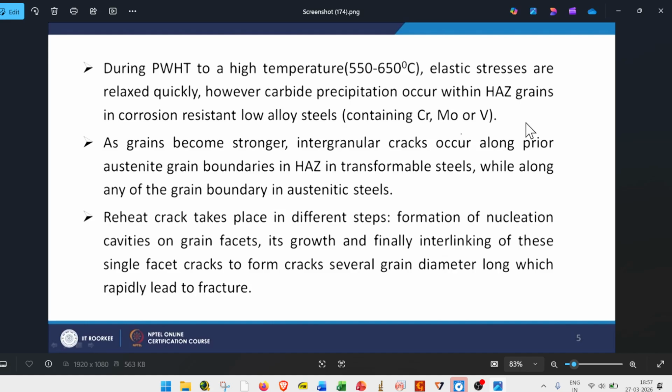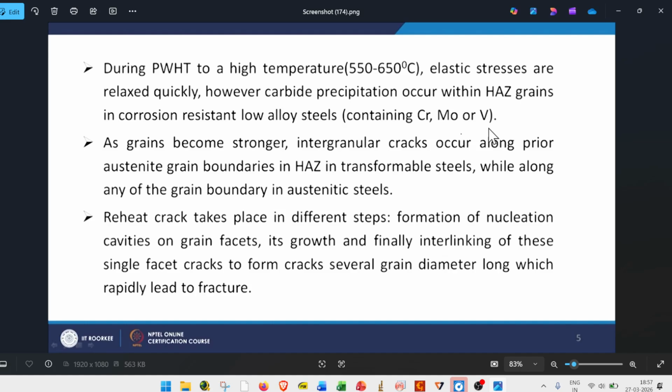In corrosion resistant low alloy steels, carbide precipitation happens with chromium carbide, molybdenum carbide, vanadium carbide and so on. As the grain becomes stronger, intergranular cracks occur. Generally these carbides are much stronger, but the intergranular region has less strength, and that will start crack propagation along the prior austenitic grain boundaries in the HAZ.